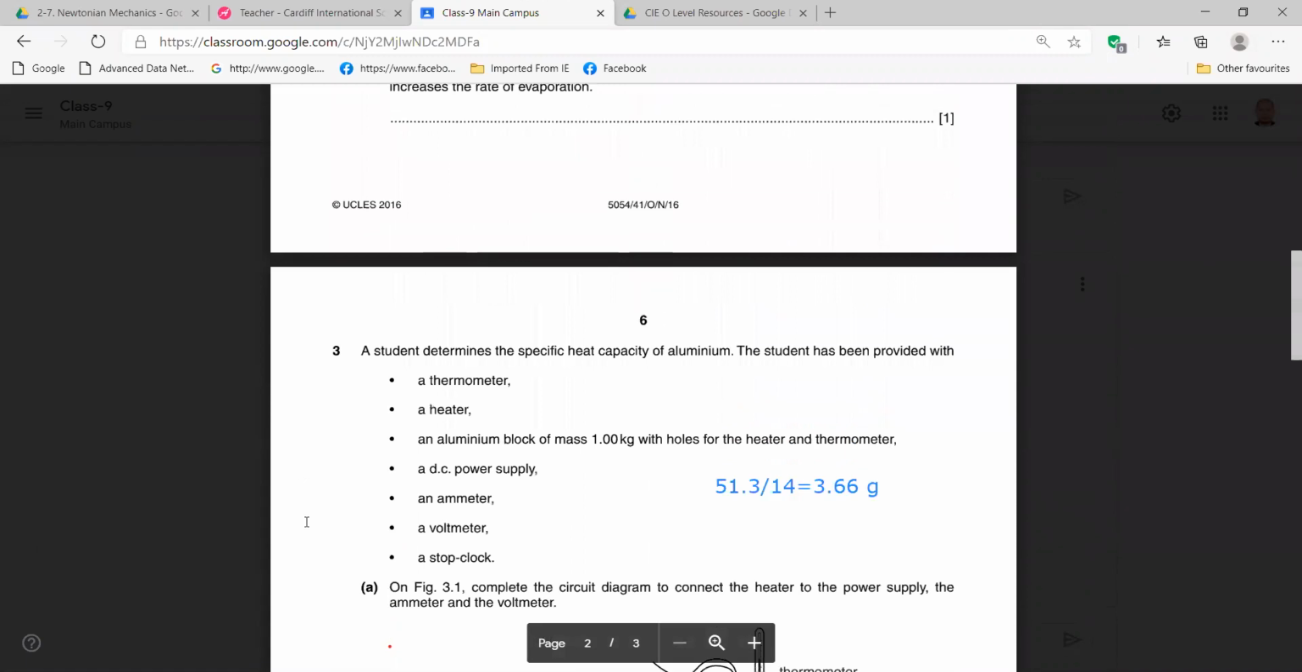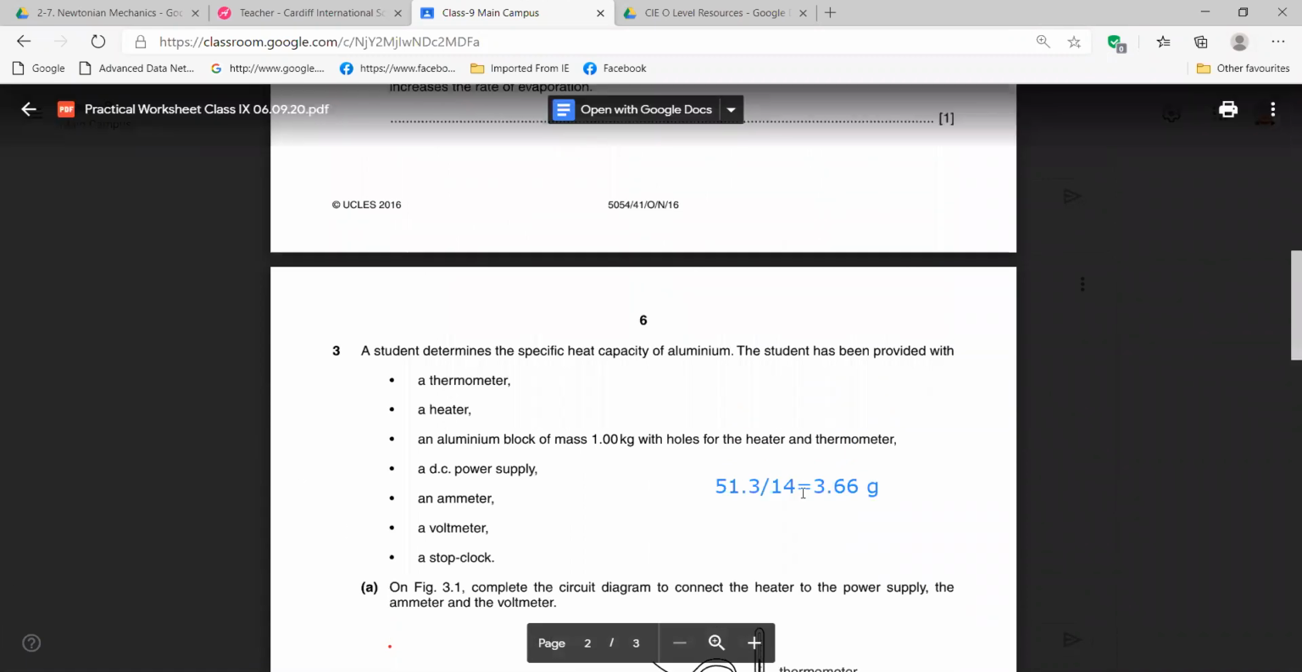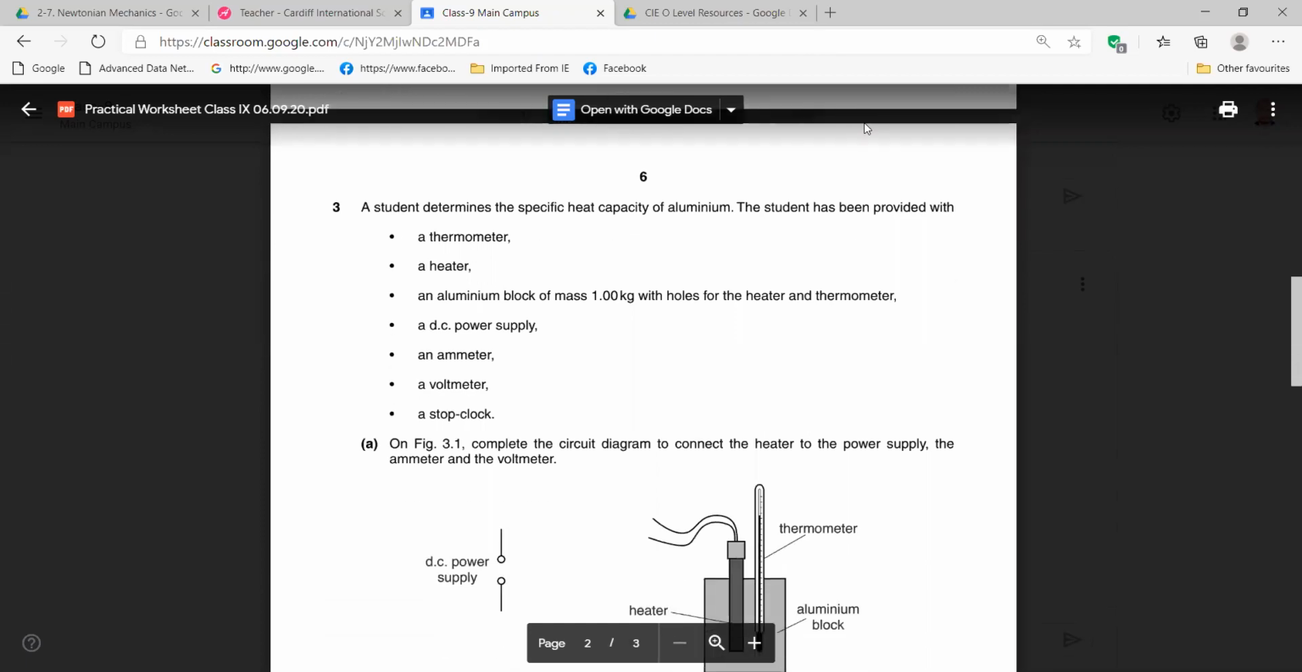Now we have another experiment. We have two experiments today, and this one is related to specific heat capacity. That's why I brought this experiment for you. The second one is this experiment. Continue this, please.